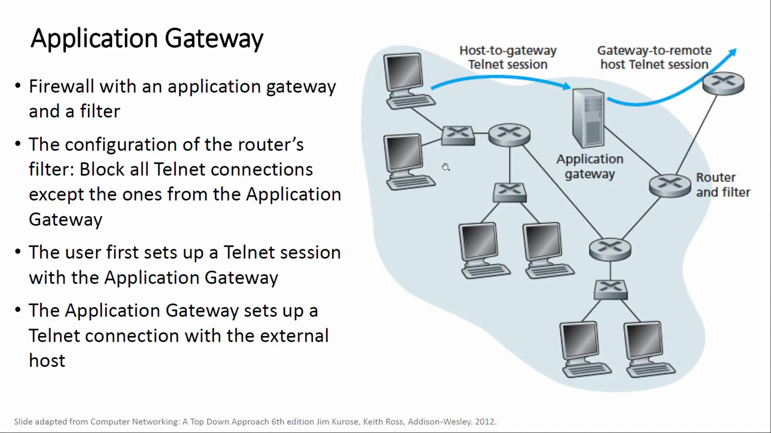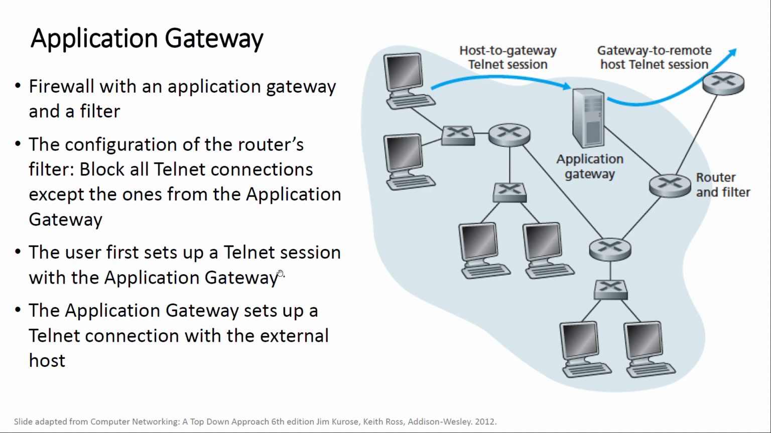So let's have a picture again here. So this is the network. There's an application gateway here. So a firewall with an application gateway and a filter. The configuration of the router's filter blocks all telnet connections except the ones from the application gateway. So computers here cannot create a telnet connection from here to the internet. But first they have to create a telnet session to the application gateway, then the application gateway creates a telnet connection which is allowed by the firewall.